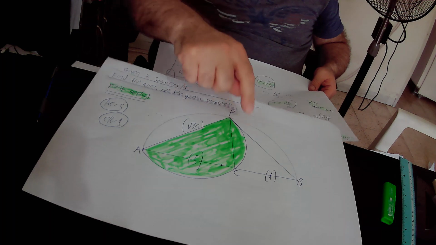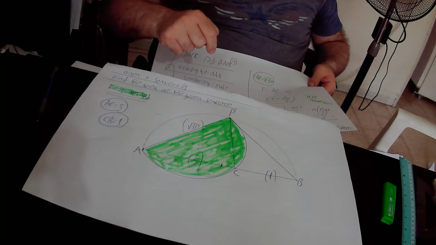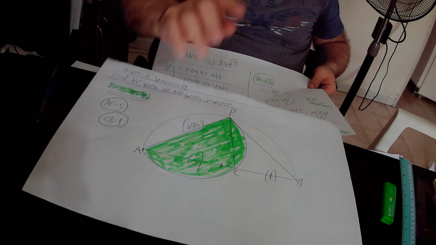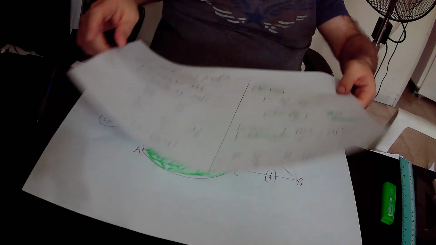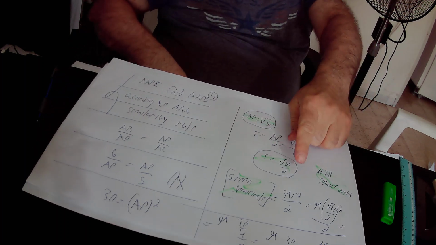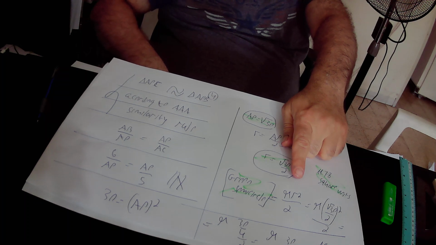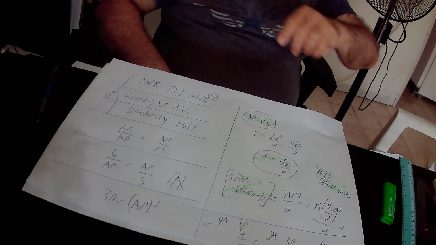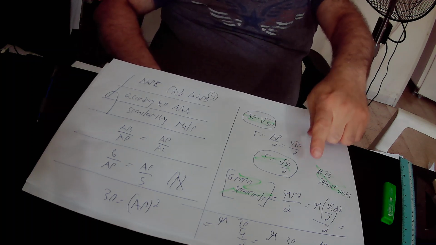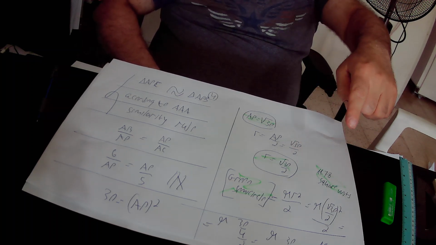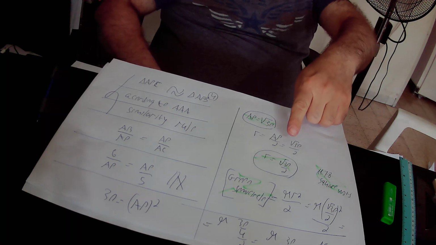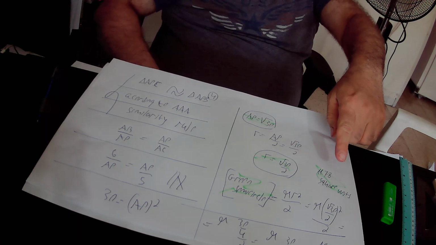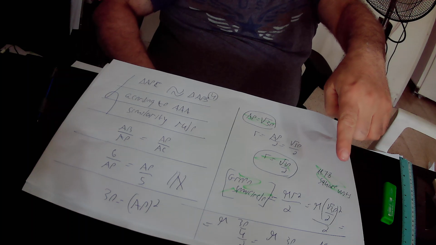The area of the green semicircle must be equal to the area of the circle divided by 2, that is pi r squared over 2. So the area of the green semicircle equals pi r squared over 2. So it is pi, and r is the square root of 30 over 2, therefore r squared is the square root of 30 over 2 squared, all divided by 2.